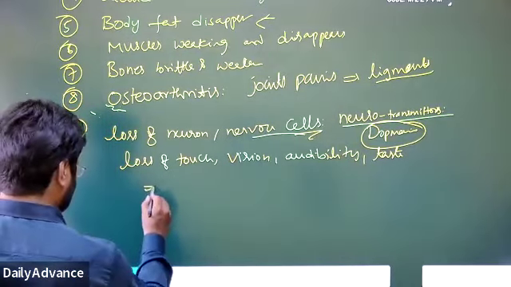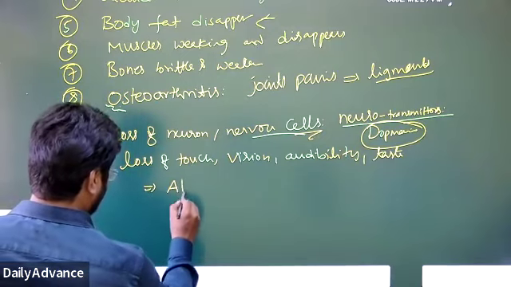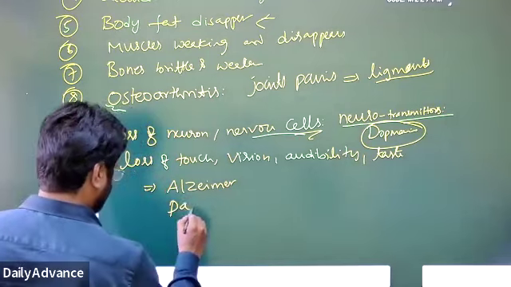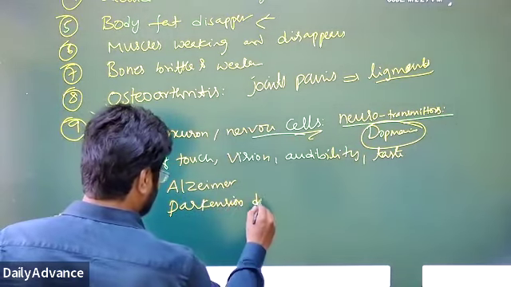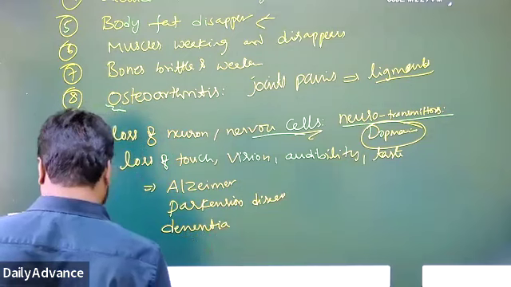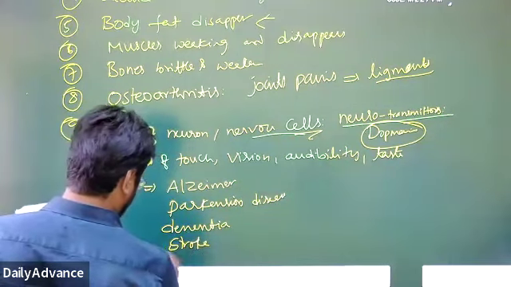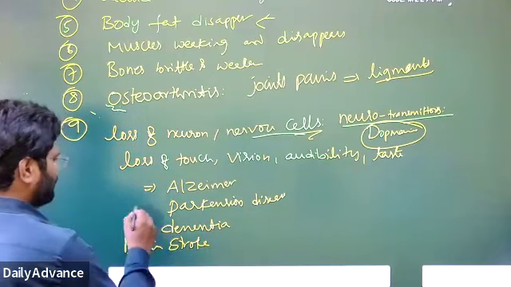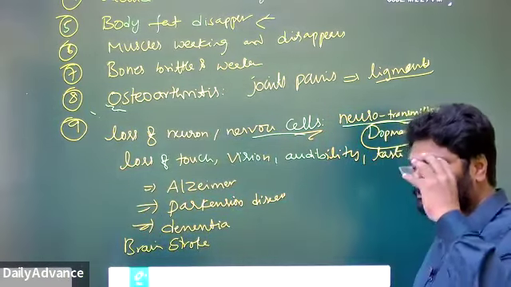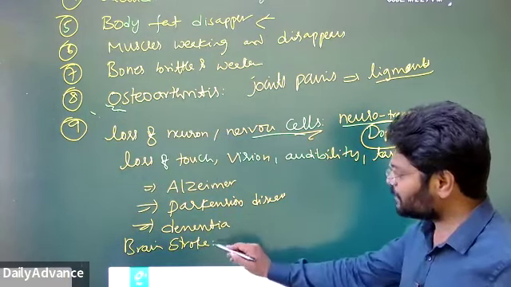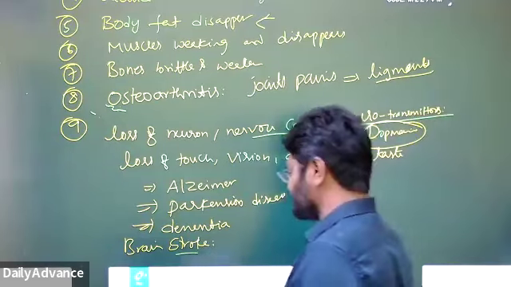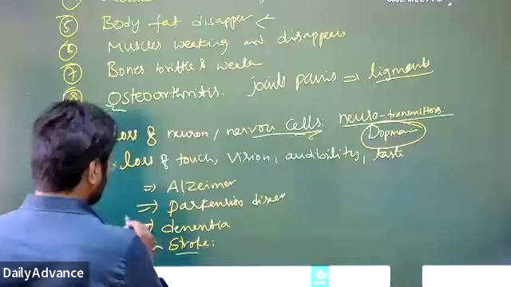So that leads to various diseases such as Alzheimer's, Parkinson's disease, and third one, dementia, and brain stroke. These are nothing but forgetfulness, Alzheimer's, Parkinson's, dementia. These are all related to memory problems. Brain stroke means the blood circulation is clogged inside the brain. So these are all the brain related problems.